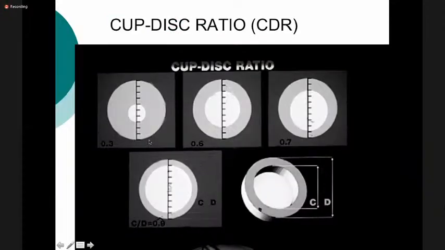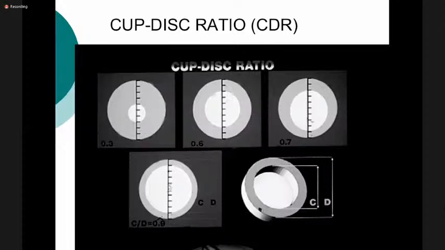So how we usually document this is that for a normal disc, we divide it mentally into 10. Then we estimate how much of the cup occupies the whole disc. Usually it's about 3 sectors out of 10.